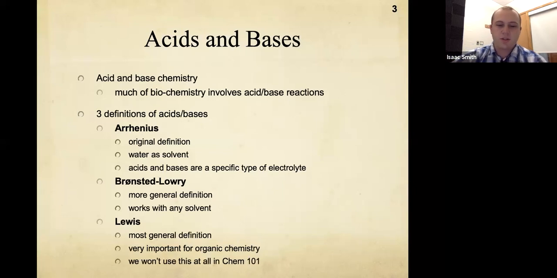Then the most general definition of acids and bases, which apply really to anything, is the Lewis acid-base definition. And this is something that you'll use a lot in organic chemistry, and you'll learn it in organic chemistry. We're not going to talk about it much in this one because it really applies more for organic molecules. So we're just going to focus on the Arrhenius and Bronsted-Lowry definitions for acids and bases.